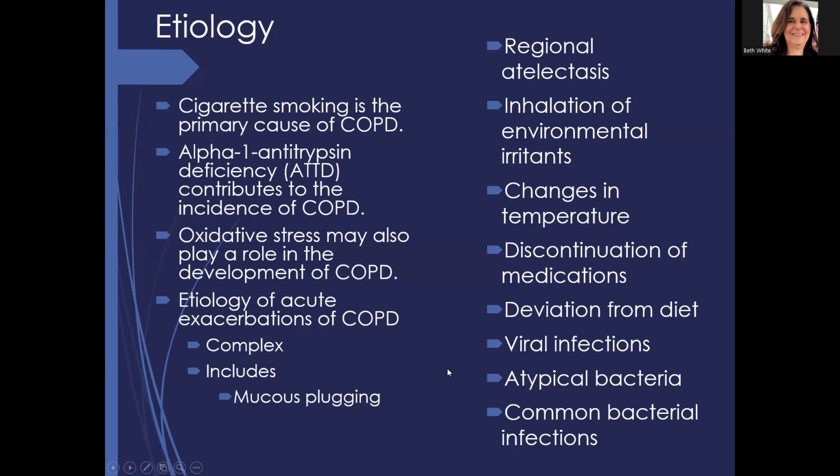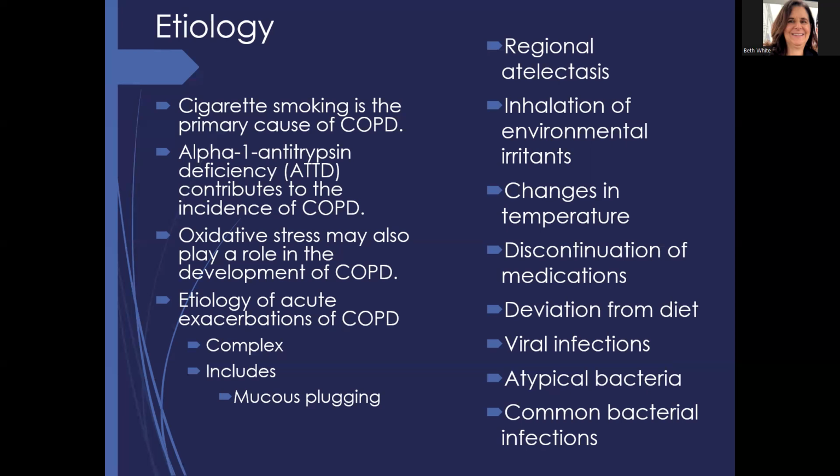Etiology of acute exacerbations of COPD, they can be complex. It can include mucus plugging, it can include regional atelectasis, inhalation of environmental irritants. Okay, so if you have COPD and you're inhaling chemicals for whatever reason, it can cause an exacerbation of your chronic obstructive pulmonary disease. Changes in temperature. Okay, a lot of your COPD patients, once it gets cold, they struggle. They have a lot more issues with their respiratory system. They have a lot more exacerbations or flare-ups of their COPD symptoms.